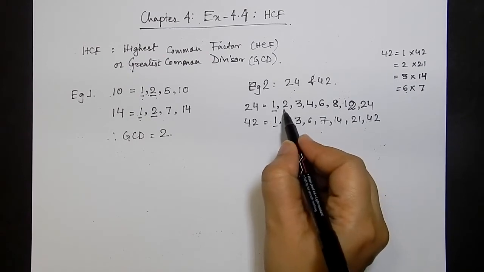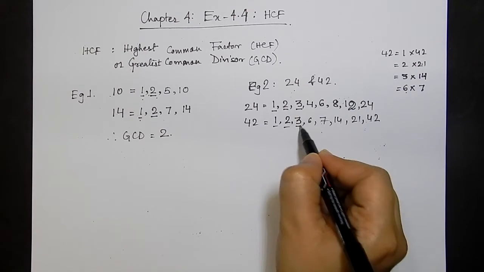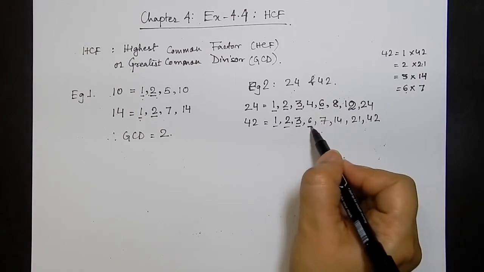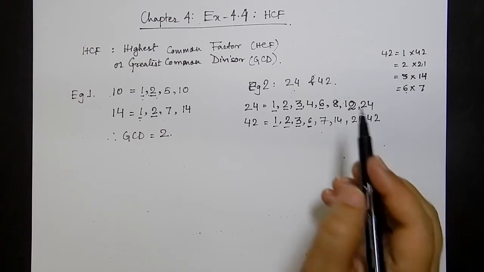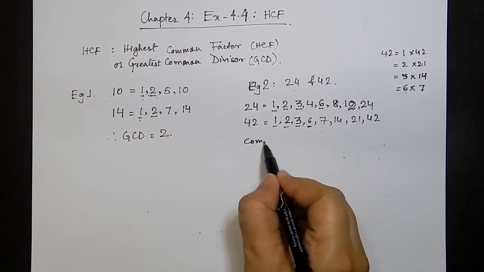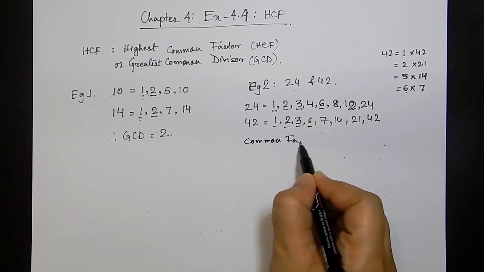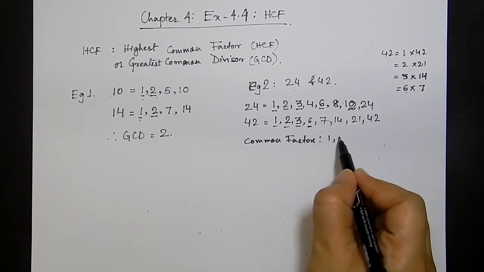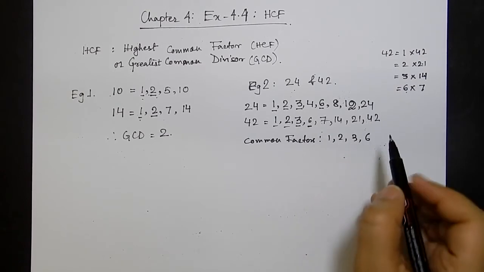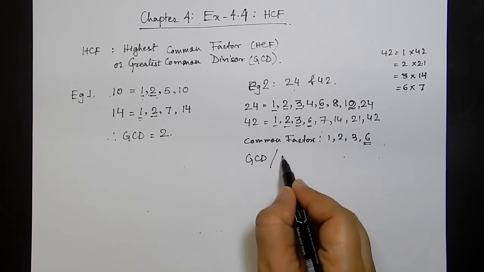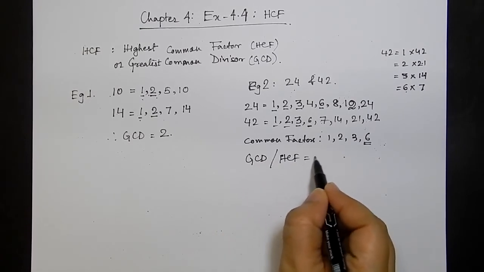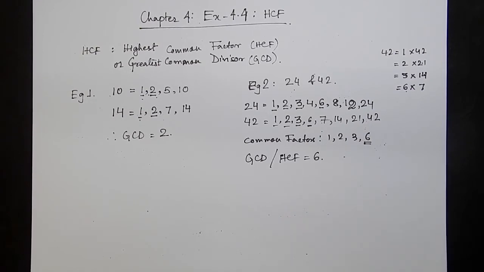1 is a common factor, 2 is a common factor, 3 is a common factor, 6 is there in both. 8 is not there, 12, 21, 42 are not common. So the common factors are 1, 2, 3 and 6. And which is the greatest? 6. So my GCD or HCF is equal to 6. This is the meaning of greatest common divisor or highest common factor.